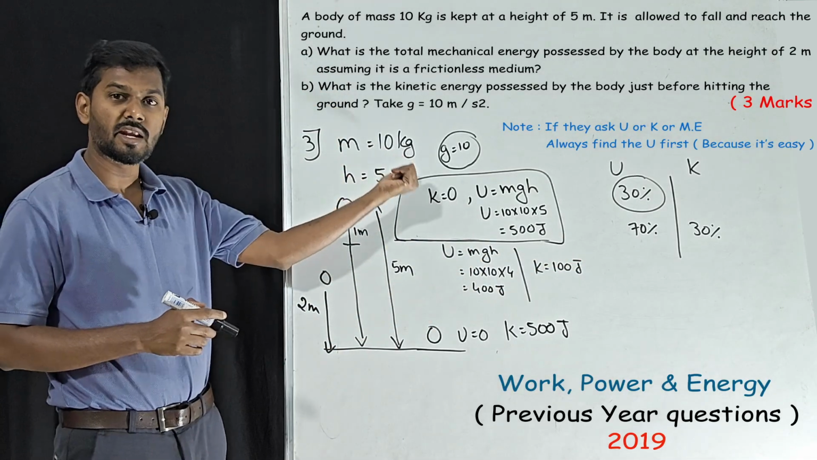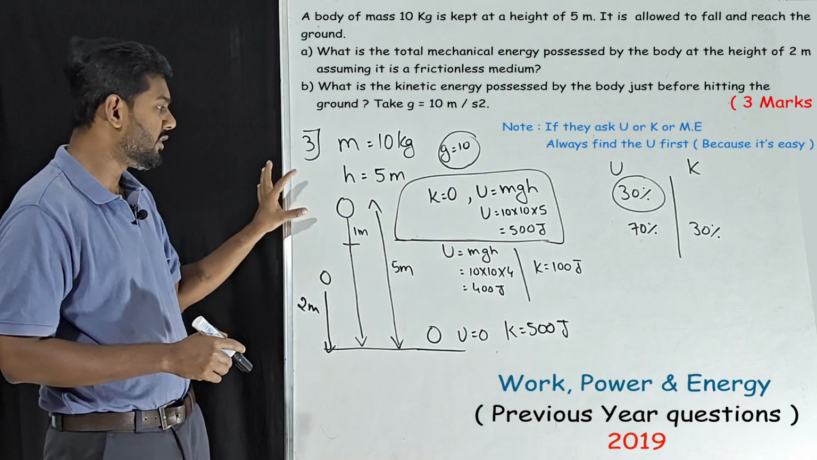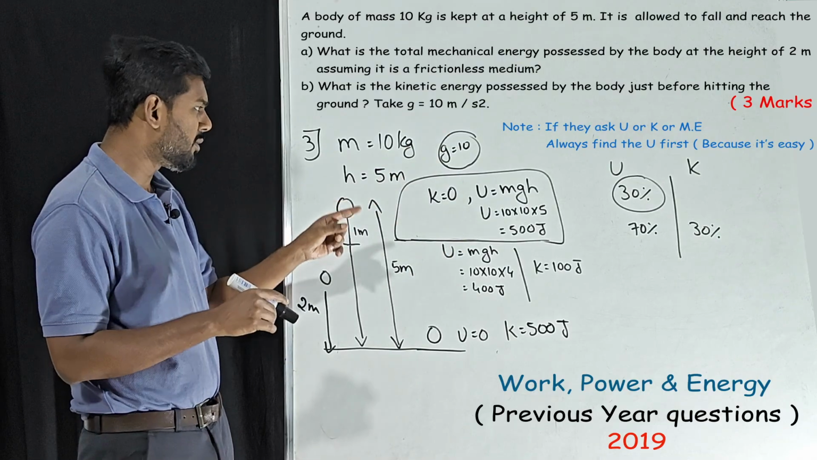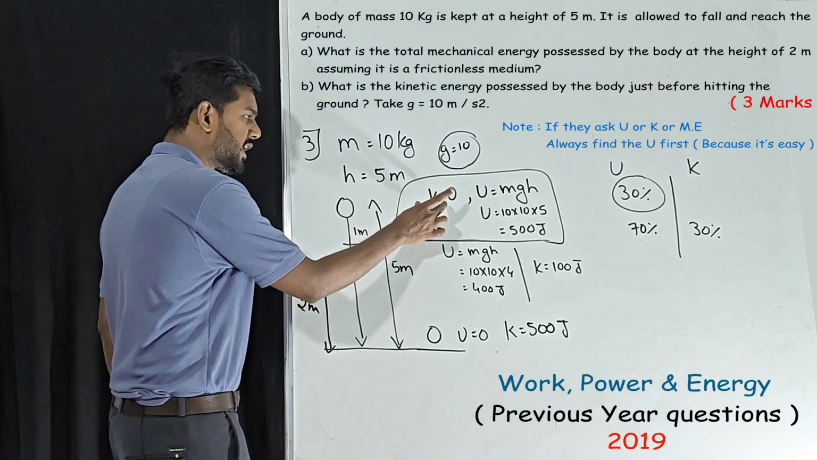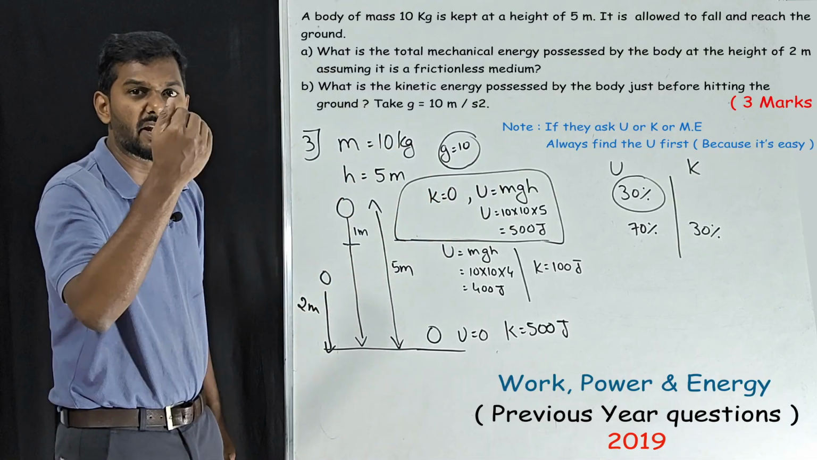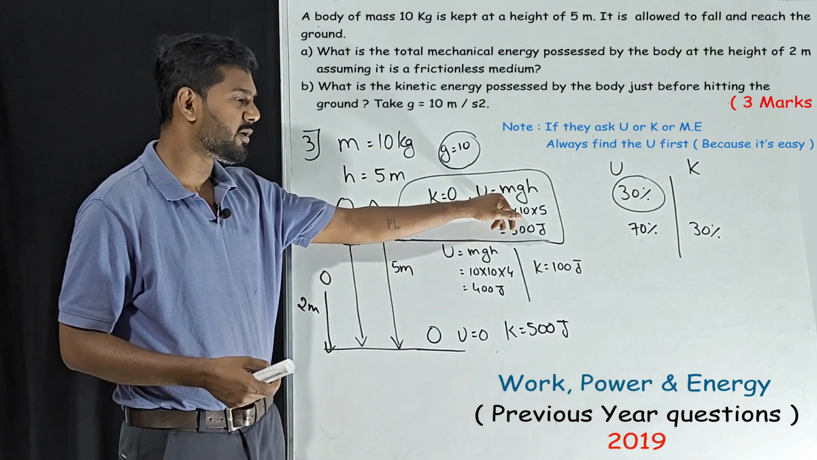We are going to find the kinetic energy and potential energy when the ball is at rest. When the ball is at rest, we need to find kinetic energy and potential energy. So kinetic energy, we know it will always be 0 because it is not moving. How do we find potential energy?